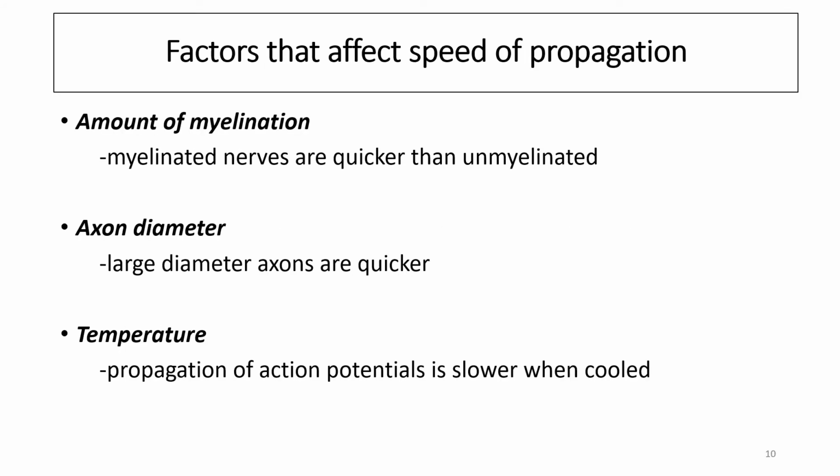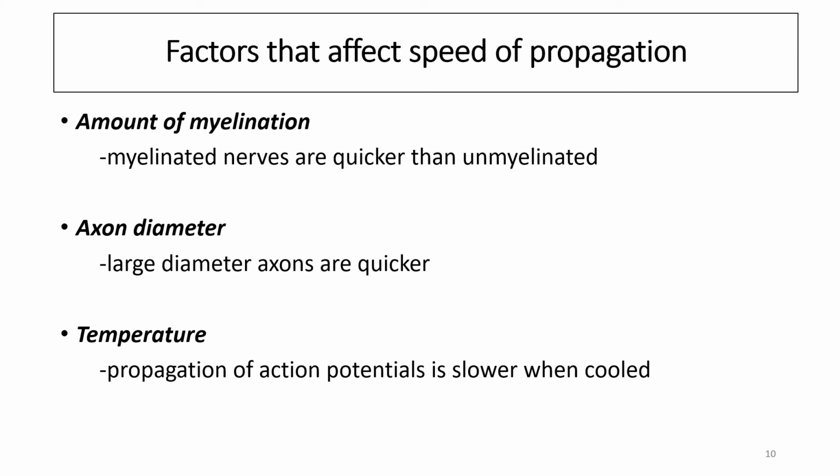Okay, factors that affect the speed of propagation of an action potential. So very simply, the amount of myelin, we already talked about this. Myelinated fibers carry the action potential much quicker than unmyelinated. Axon diameter. There are different diameter axons with the different neurons in the body. So the larger the diameter of the axon, the faster it carries the impulse.